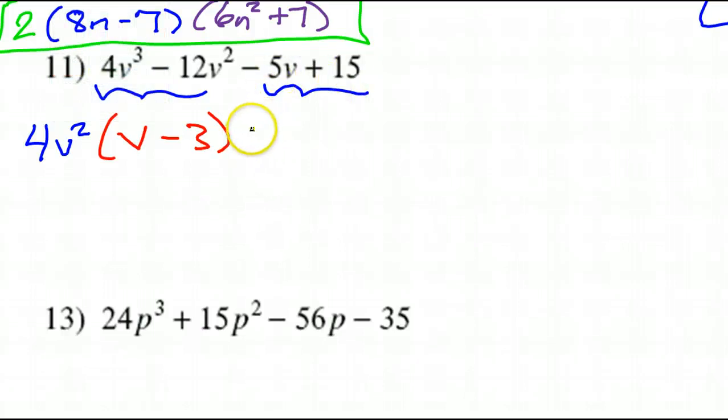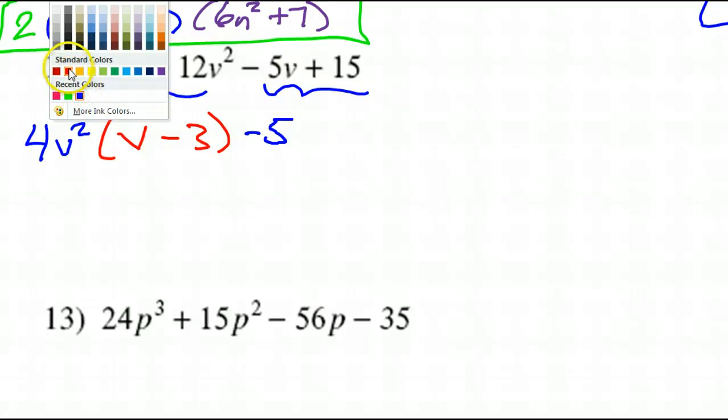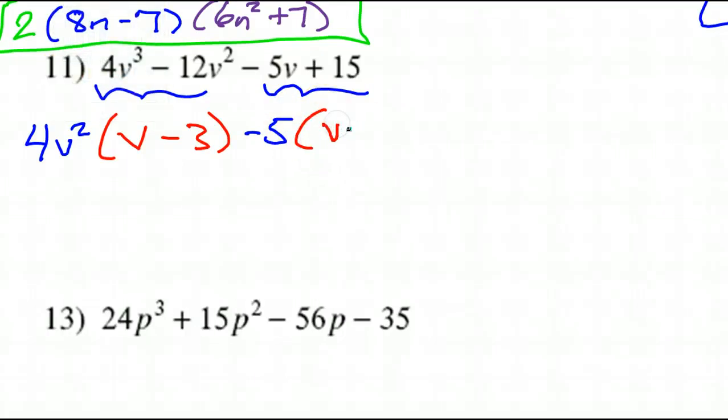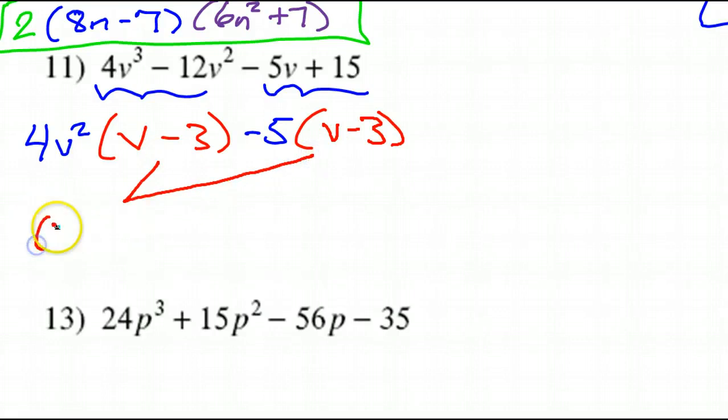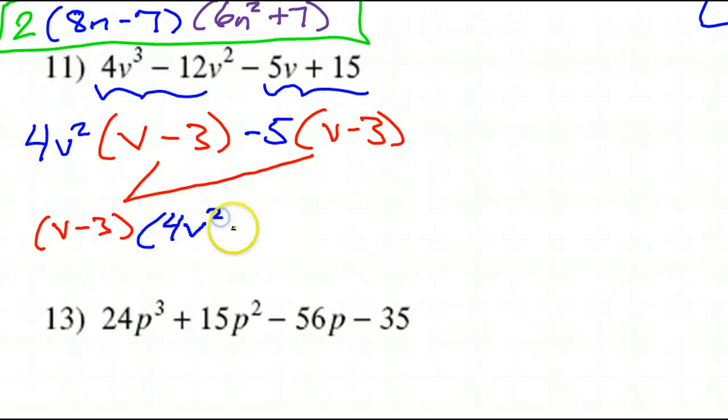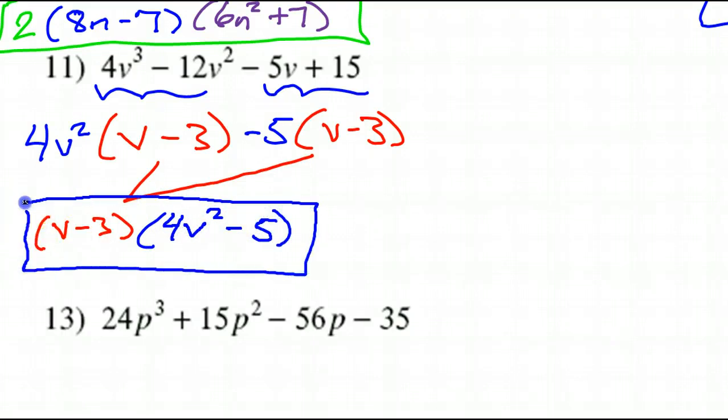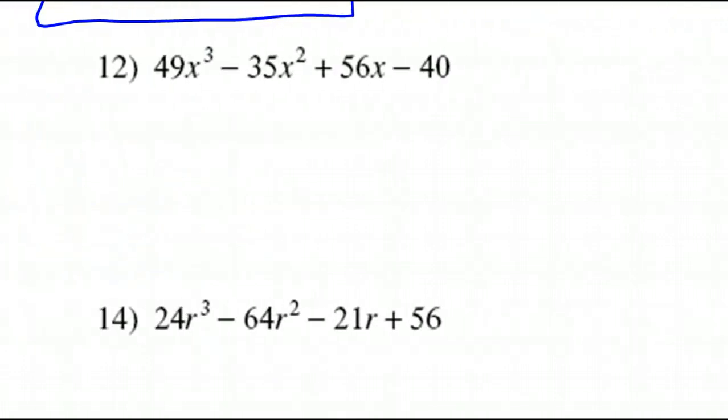Okay, now both of these are divisible by 5, so because of the negative, that's going to become negative 5, and that leaves behind v minus 3. Notice negative 5 times negative 3 is positive 15, so negative 3 makes sense here. Let's pull the common factor out front. So I've got v minus 3, and that's going to leave behind 4v squared minus 5. Okay, that was number 11. Number 12.